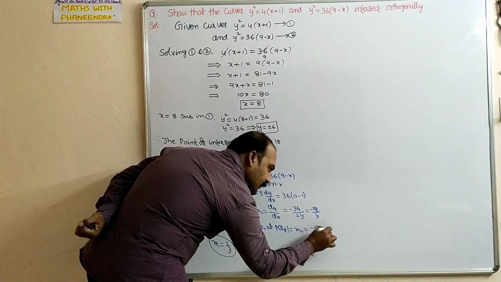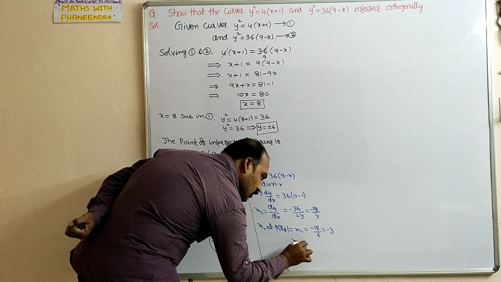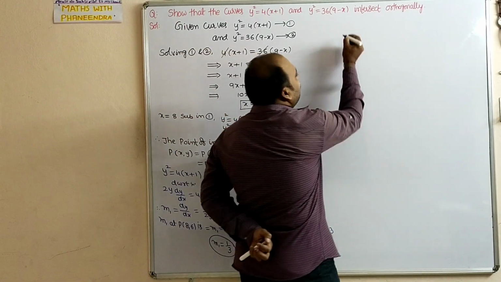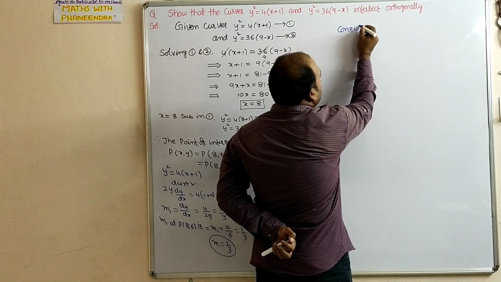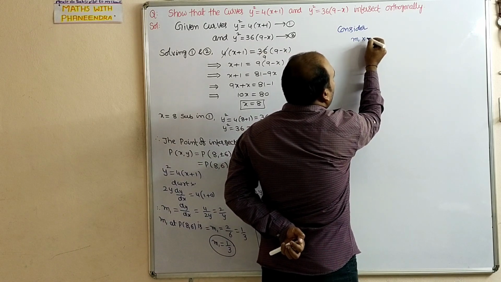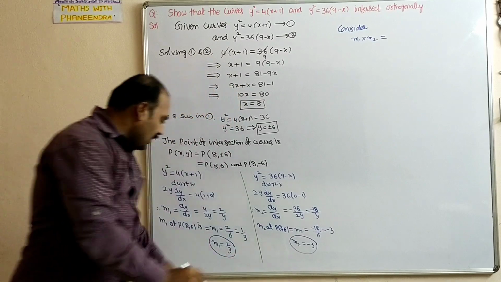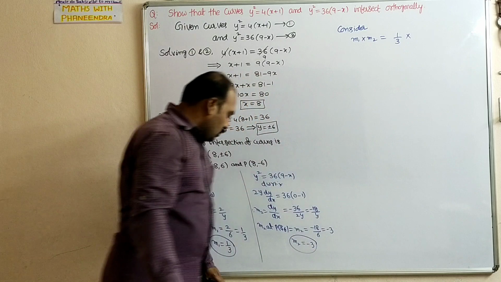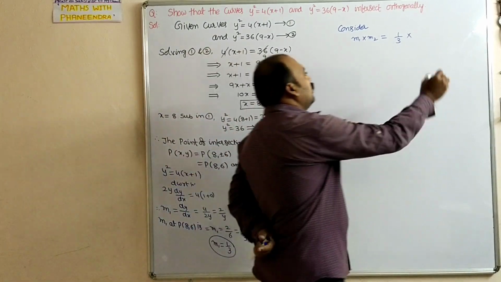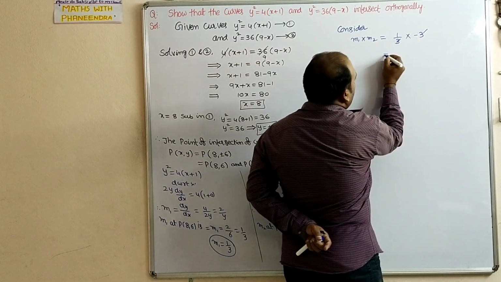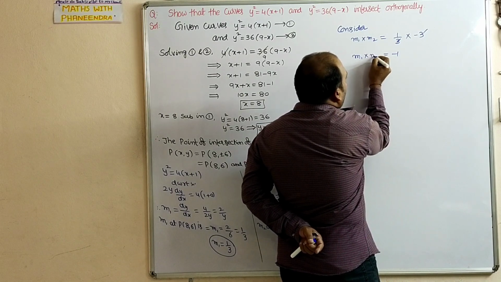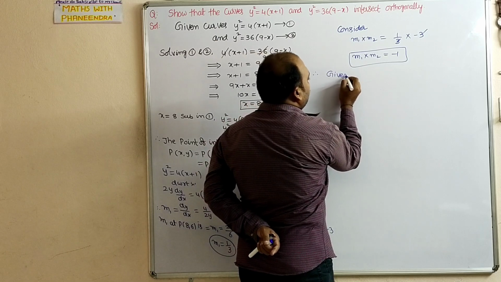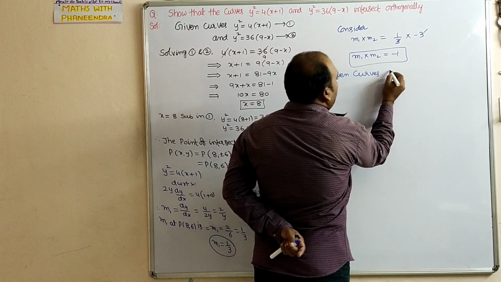6 1s are 6, 3 6s are... Therefore, the second slope m2 is equal to minus 3. So they are asking us to prove the curves are orthogonal. Now consider m1 into m2. The m1 value we got is 1 by 3, into the m2 value we got, minus 3. So now the 3 gets cancelled, and it is equal to minus 1. m1 m2 equals minus 1. Therefore, the given curves cut orthogonally.